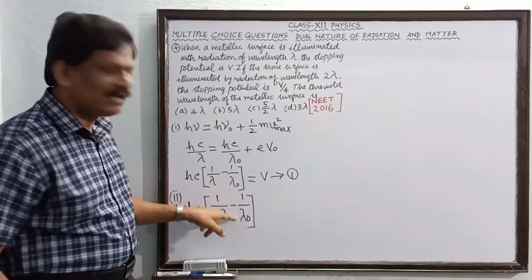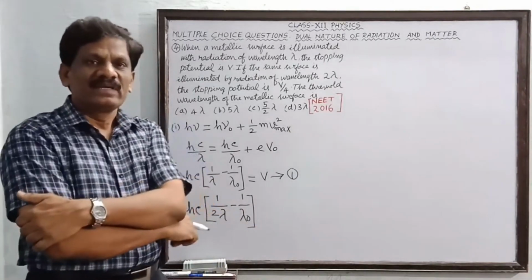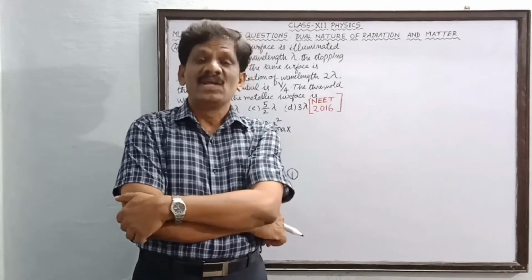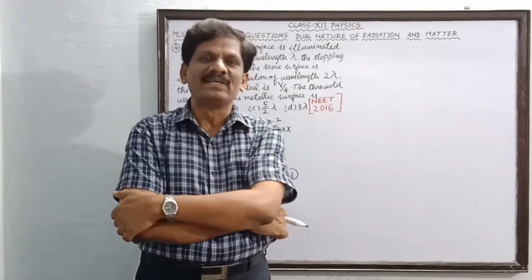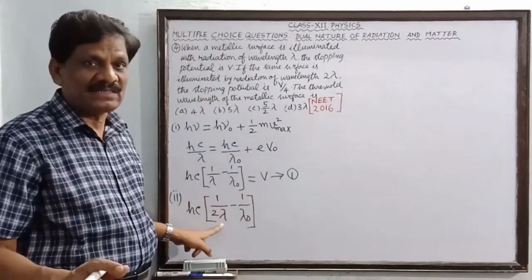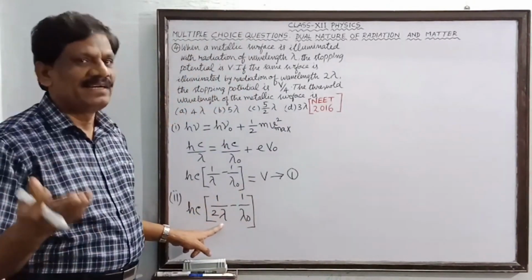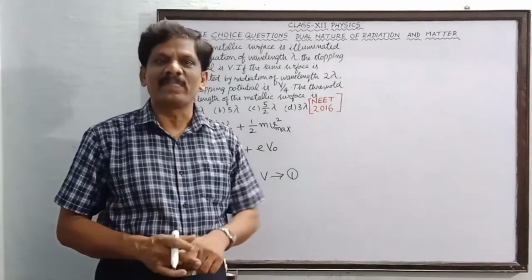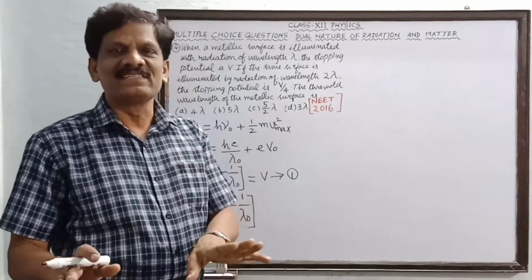Why does lambda naught remain the same here? Can you tell me? Because the work function is the same. Why is the work function the same? Because the metallic surface is the same. So the first factor becomes 1 by 2 lambda because the wavelength is doubled now. The second factor, lambda naught, remains the same because the surface is the same.